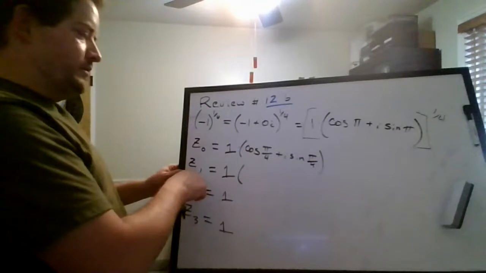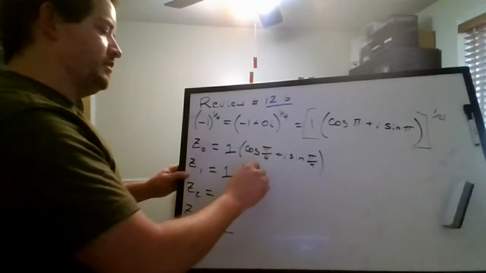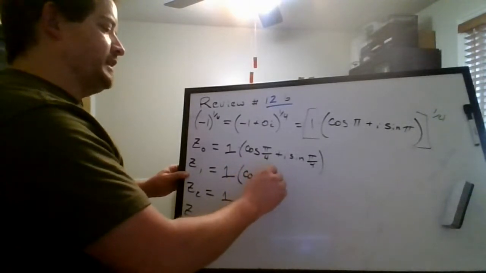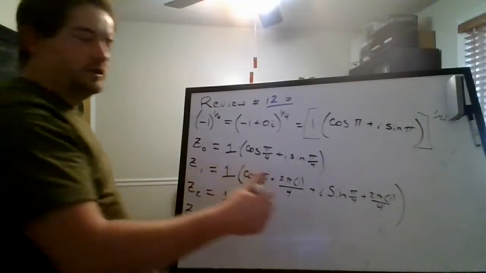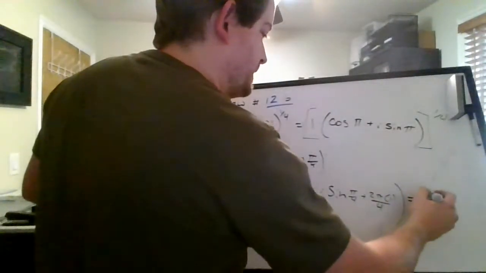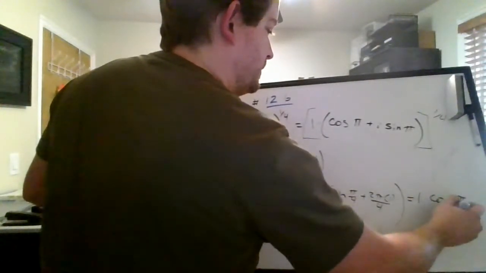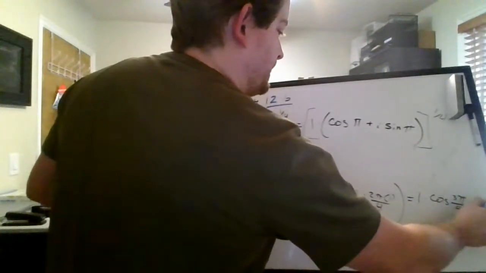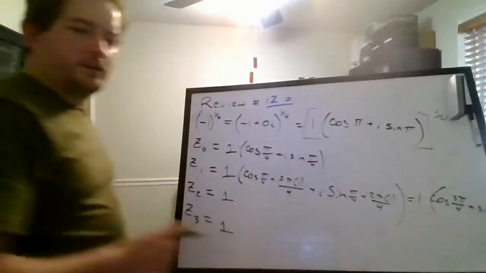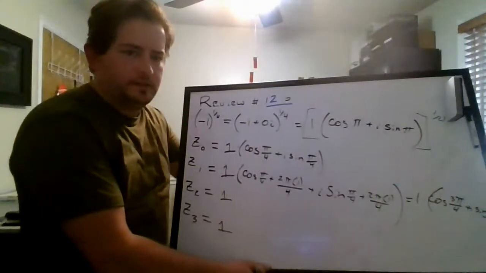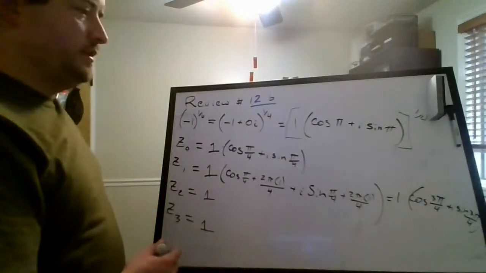My second solution here, z1, is going to have cosine of that same angle, pi fourths, plus, and I see this 2 pi, this is plus 1 pi over 4, which is 3 pi over 4. And so this is the same thing as 1 times the cosine of 3 pi over 4 plus I sine of 3 pi over 4. Ran out of room there. Hopefully you can still see it. The joys of working with the teeniest whiteboard.